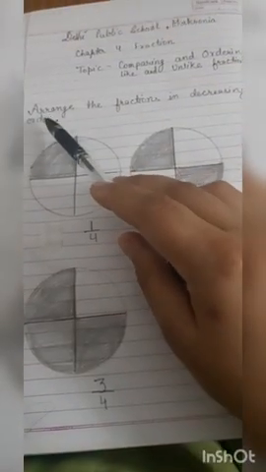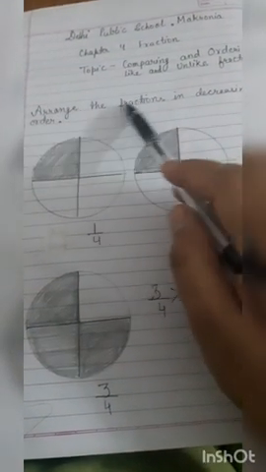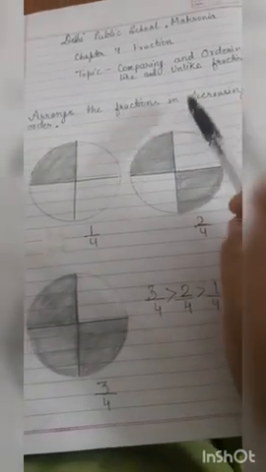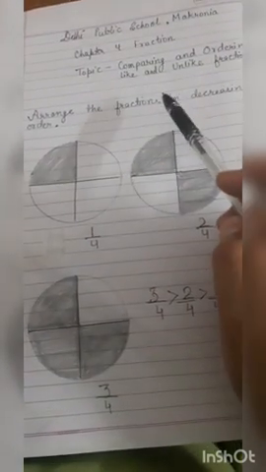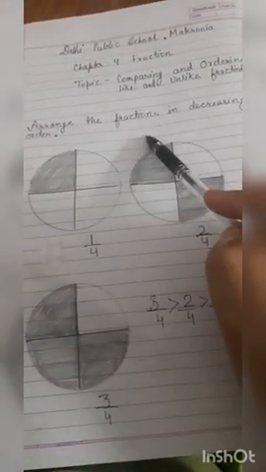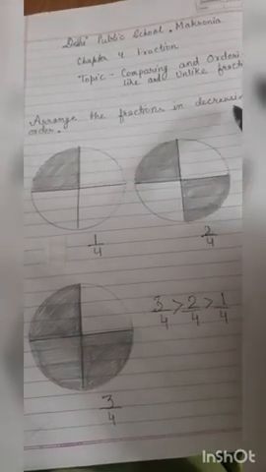So let's start with example number 1. Arrange the fractions in decreasing order. What do we mean by decreasing order? Decreasing order means greatest to smallest, biggest to smallest. We have to arrange the fractions from greatest to smallest.